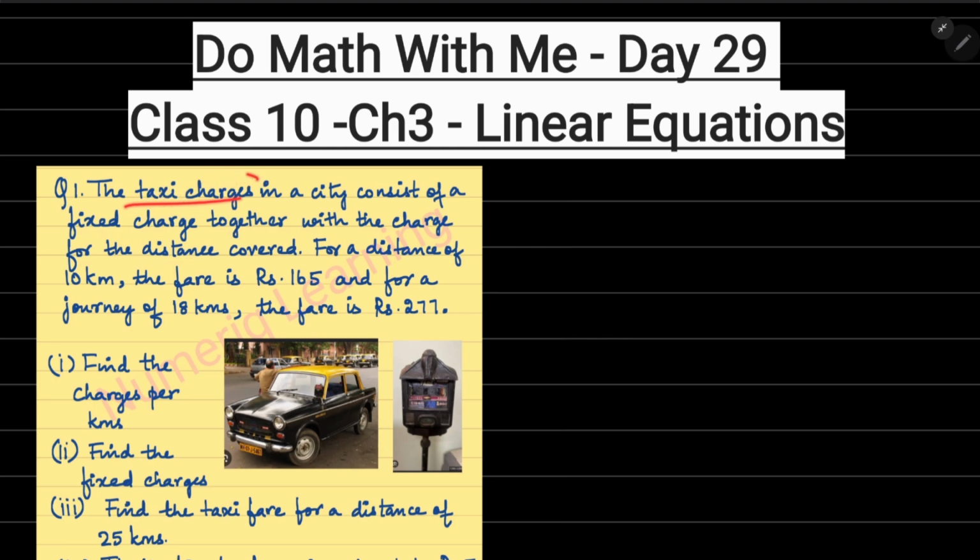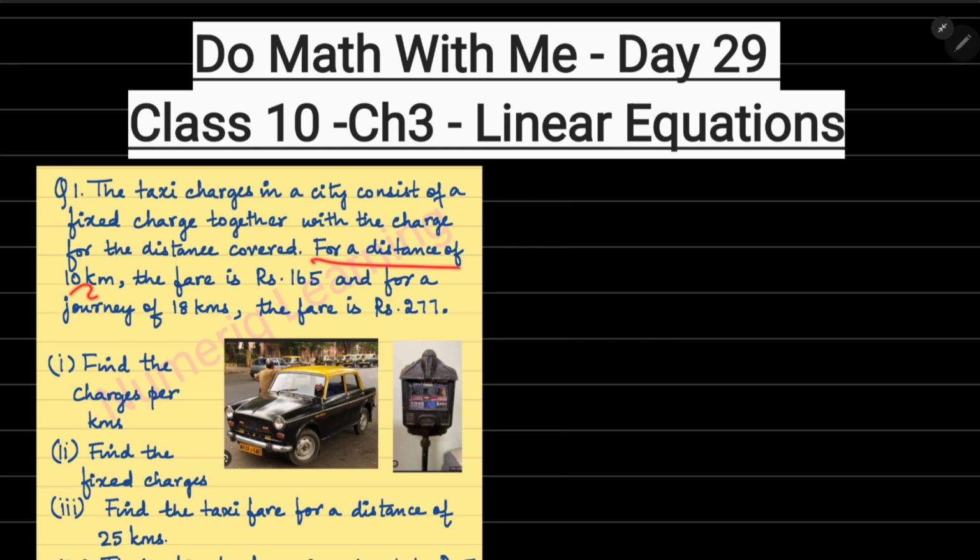Okay, so what does it mean? Your taxi charge in the city consists of two things. One is a fixed charge. Fixed charge means, if you are taking the taxi, doesn't matter if you are going for 10 kilometers or 5 kilometers or 25 kilometers, this particular component is fixed. You have to pay the fixed charge. Along with that, you have to pay for the distance covered. That means if you are covering 5 kilometers, the charges will be lesser. If you are traveling for 25 kilometers, your charges will be more.